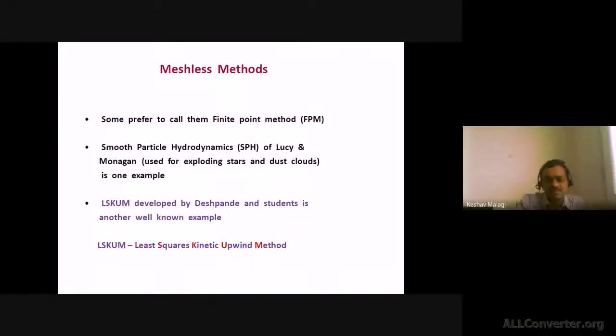One of the examples, which started way long back, is smooth particle hydrodynamics. This was used for astrodynamic simulations majorly. It was used for exploding stars and dust clouds. So it is way away from our usual aerospace CFD, but it is a similar numerical method. What I am going to talk about mostly will be LSKUM. This has been developed by Professor Deshpande and his students in our community, and I'll give examples of that. LSKUM is the least squares kinetic upwind method, so it is briefly called LSKUM.